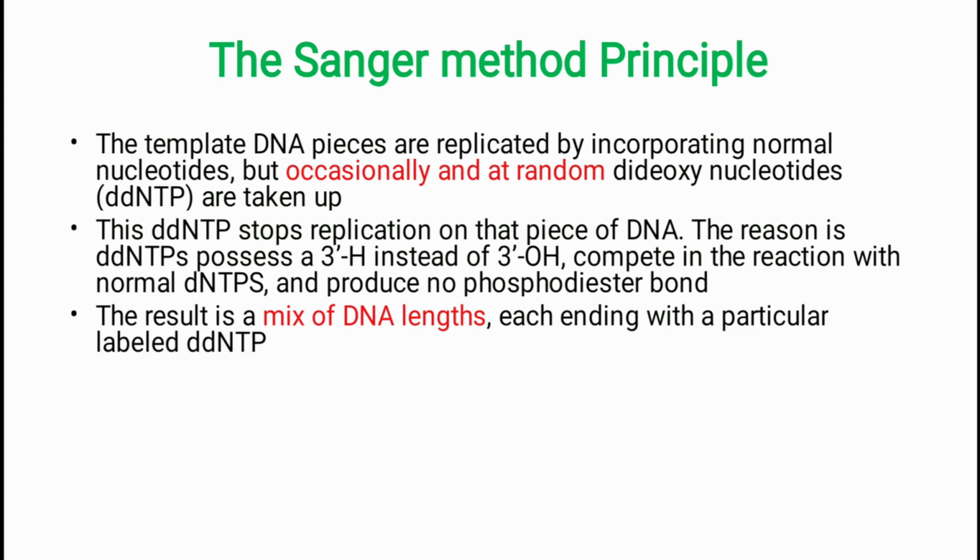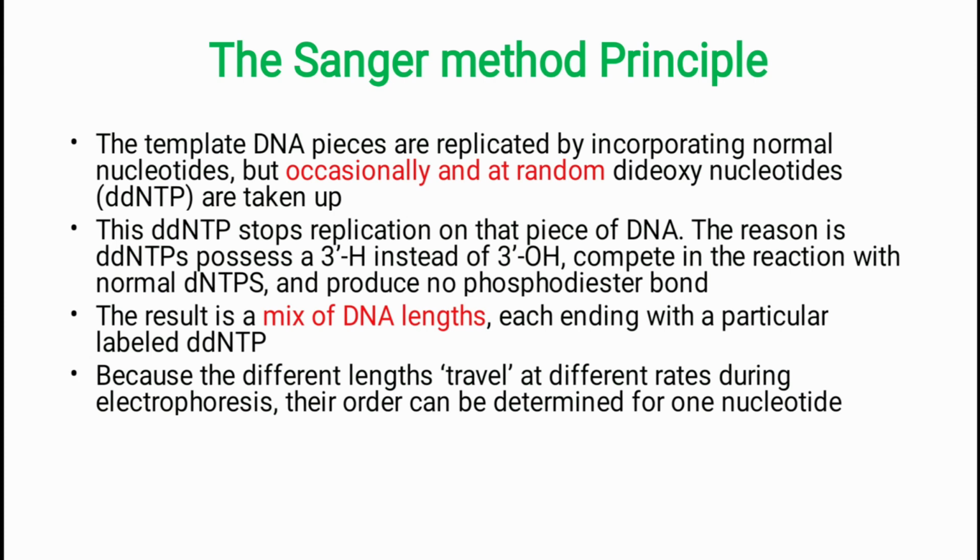So the resultant product is a mix of different DNA lengths. Since ddNTP is added at a very low proportion, the probability of its incorporation is minimal. Altogether, over the reaction, at least one ddNTP binds to each corresponding complementary nucleotide throughout the chain. So we will get a mixture of DNA lengths, each ending with a particular labeled ddNTP.